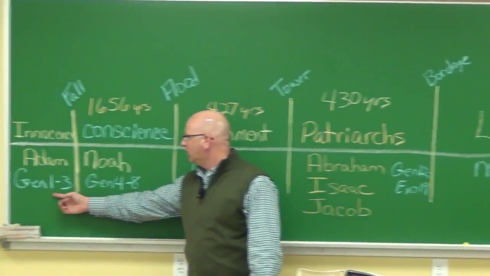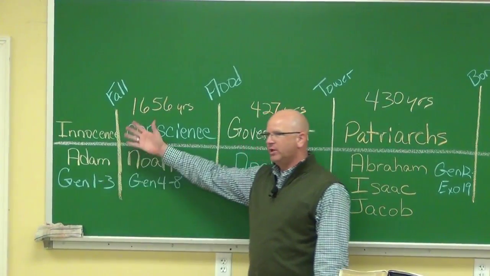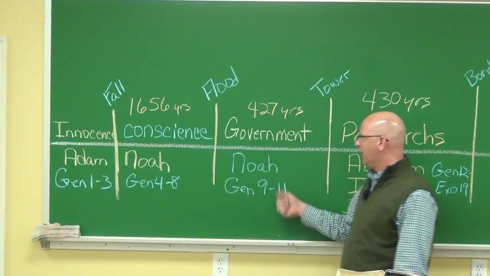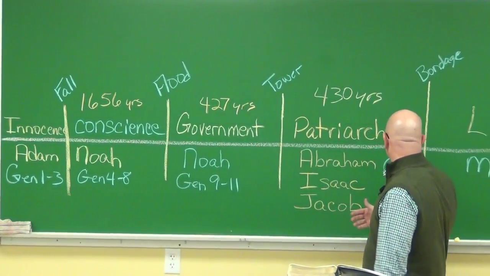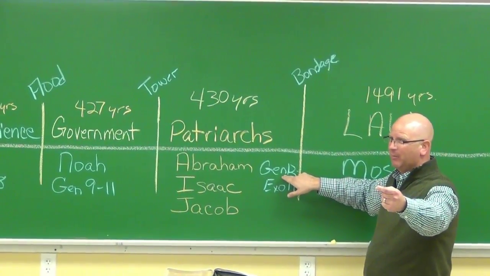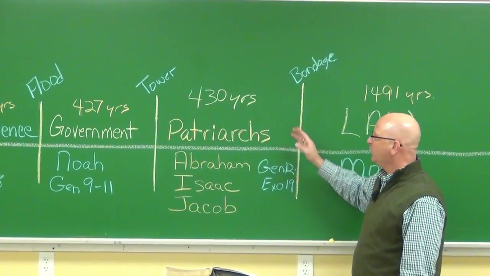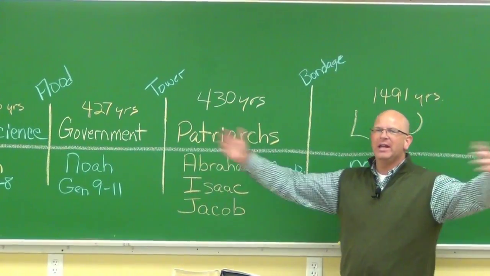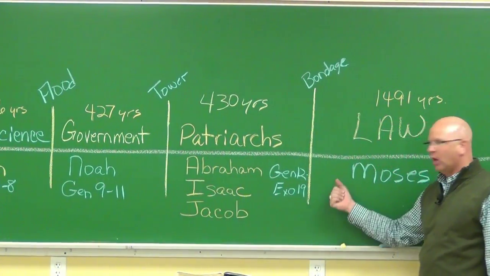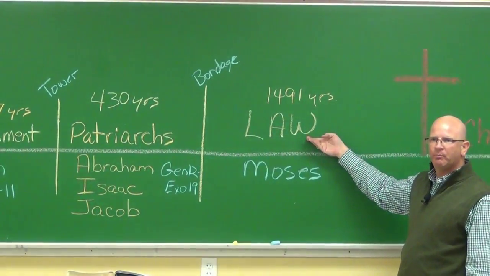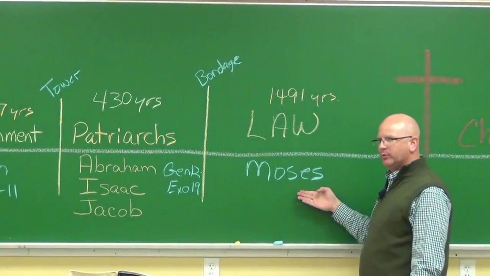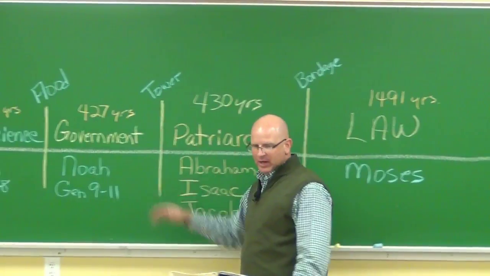You'll notice Genesis 1, 2, and 3 is your dispensation of innocence. 4 through 8 is your dispensation of conscience. 9 through 11 is your human government. And then your patriarchs start with a man by the name of Abraham, and go all the way to Exodus 19. So you've got 4 different dispensations in the book of Genesis alone. And most of the rest of your Old Testament is under the law, under the Ten Commandments, under the Mosaic Law, under the Mosaic Covenant. And so that's how that thing is laid out.